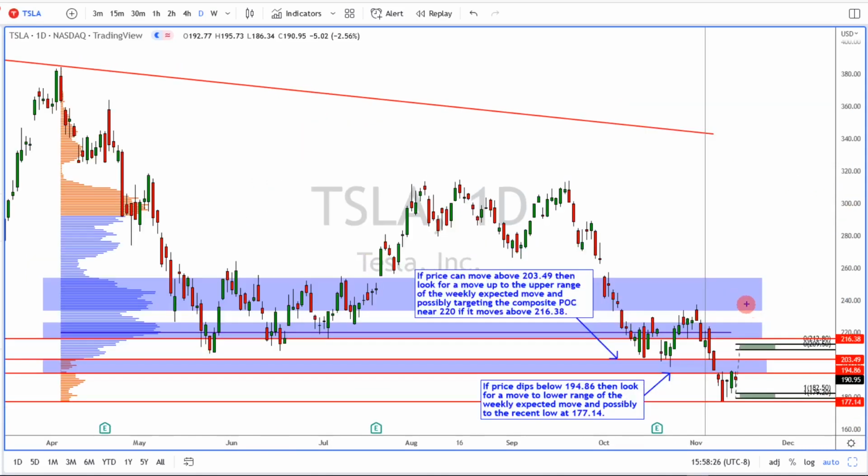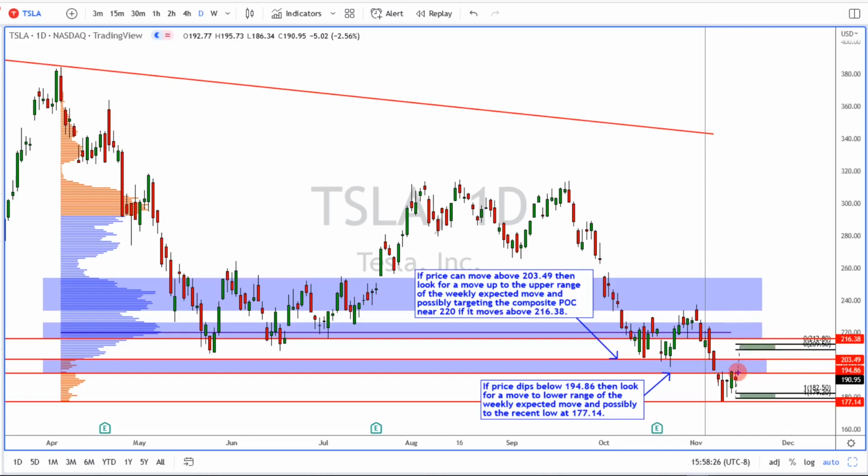And looking at Tesla on the upside here, basically is looking to see would it be able to get above this 203.49. And if it could get above that, then watch for the upper range of the weekly expected move between 212.80 and somewhere around 209.50. Then if we get above this expected move upper range, then look for this composite point of control to possibly get tagged, and that will be up here near this 220 area.